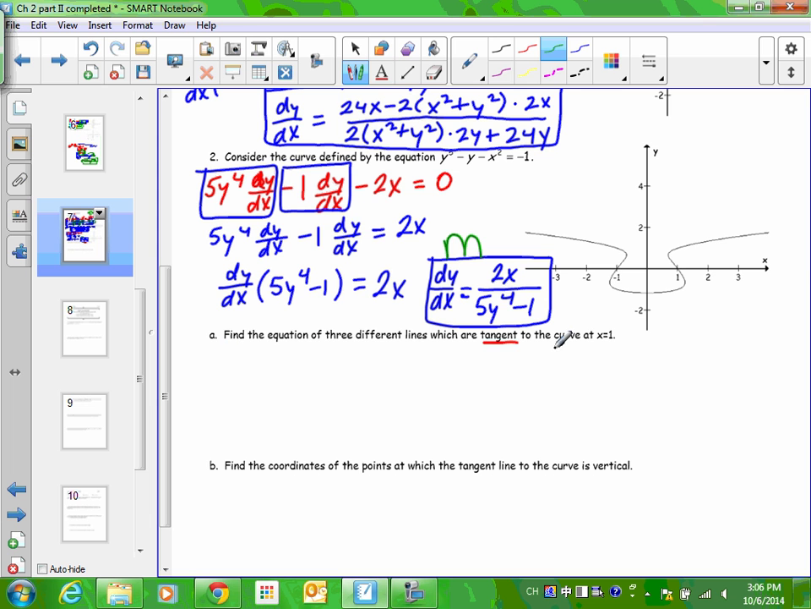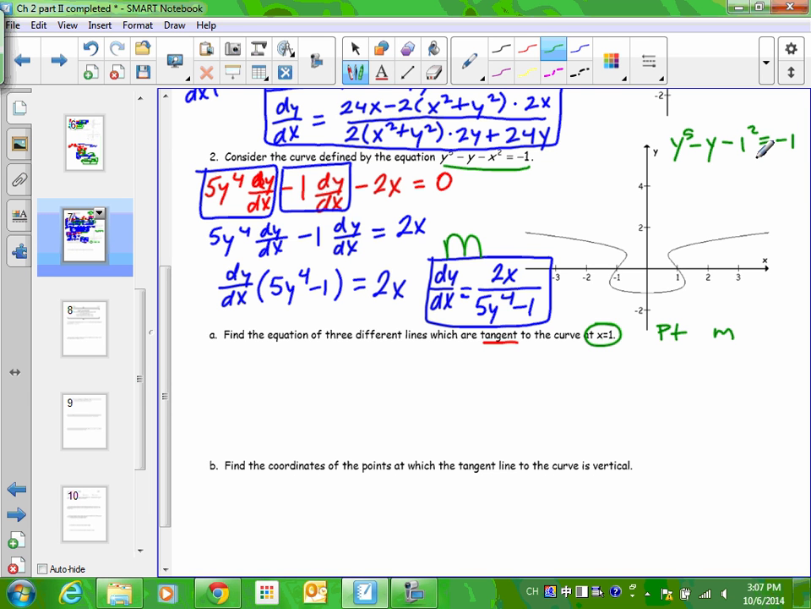So on A it says find the equation of 3 different lines that are tangent. Well, what do you need to write an equation of a line? You need a point and you need a slope. So I have an equation for slope and I have x equals 1. So I'm going to go up here and I'm going to find my y values. Okay, so we've got to use the original, by the way. So y to the 5th minus y minus, if x is 1, 1 squared equals -1.